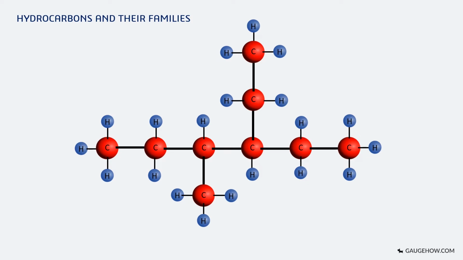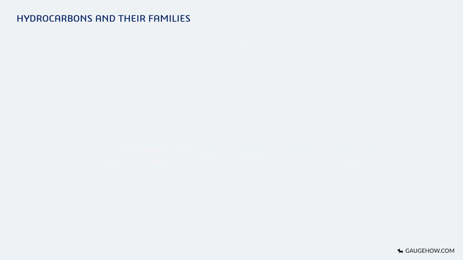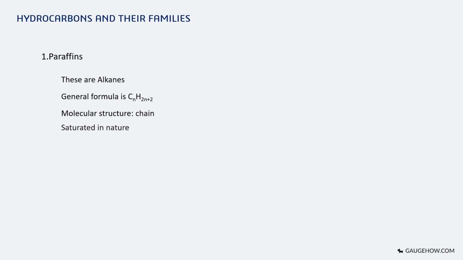Basic families of hydrocarbons are paraffins. Paraffins are alkanes which have a chain-like molecular structure. Paraffins are saturated hydrocarbons, that means that they are bonded with only single bonds and the compound has the maximum number of hydrogen possible. The structure is stable.